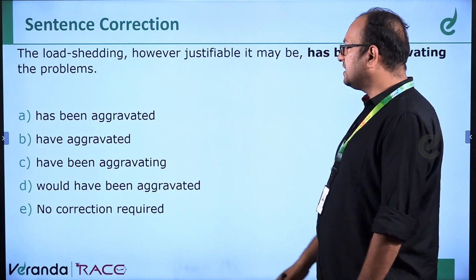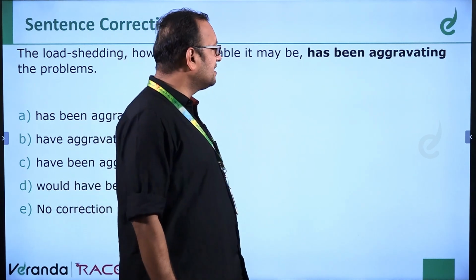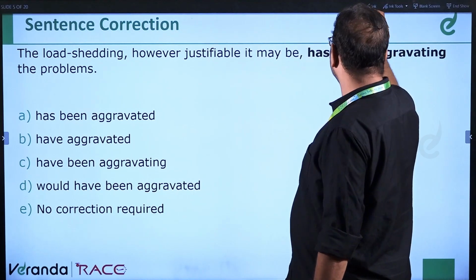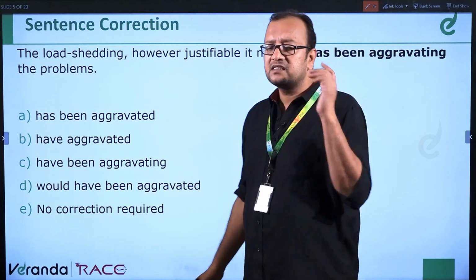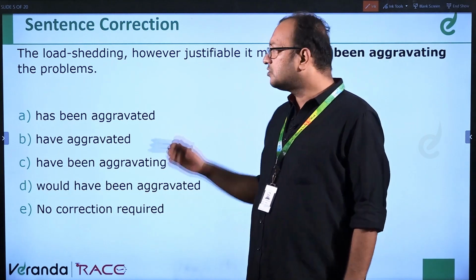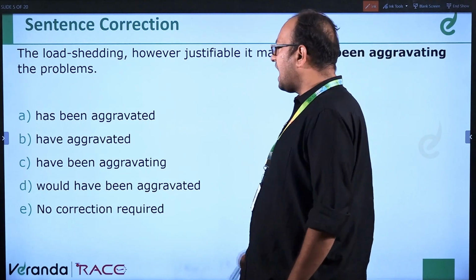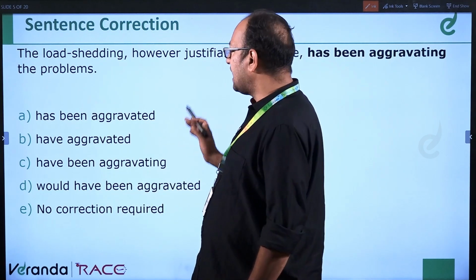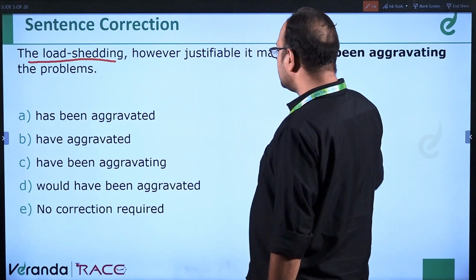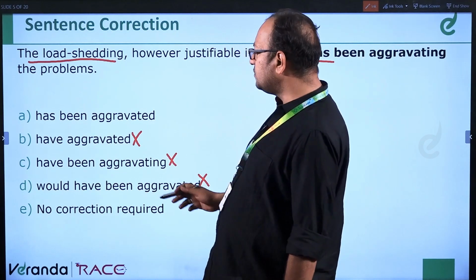Okay. The load shedding, however justifiable it may be, has been aggravating the problems. Load shedding means the power cuts in order to maintain the power supply. See, has been aggravated is incorrect outright. Load shedding is singular, so it should be followed by has. That is for sure. Have aggravated is incorrect. Have been aggravating is incorrect. Would have is incorrect. So the answer will be no correction required.